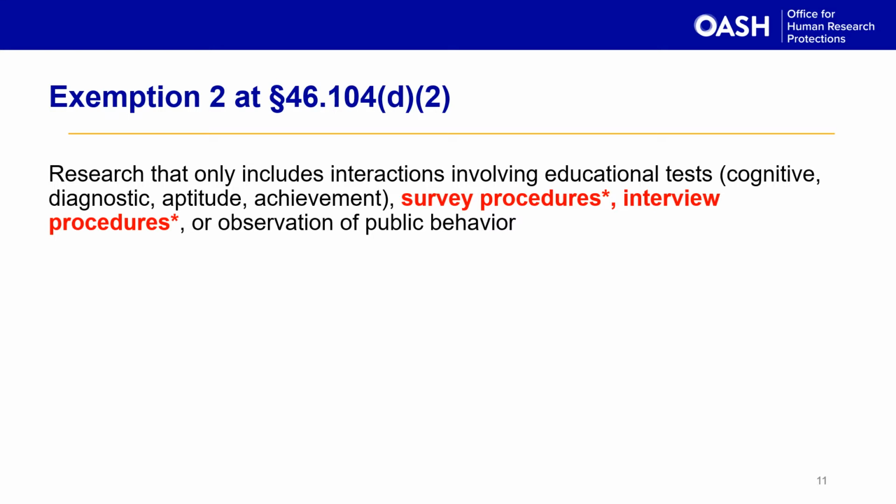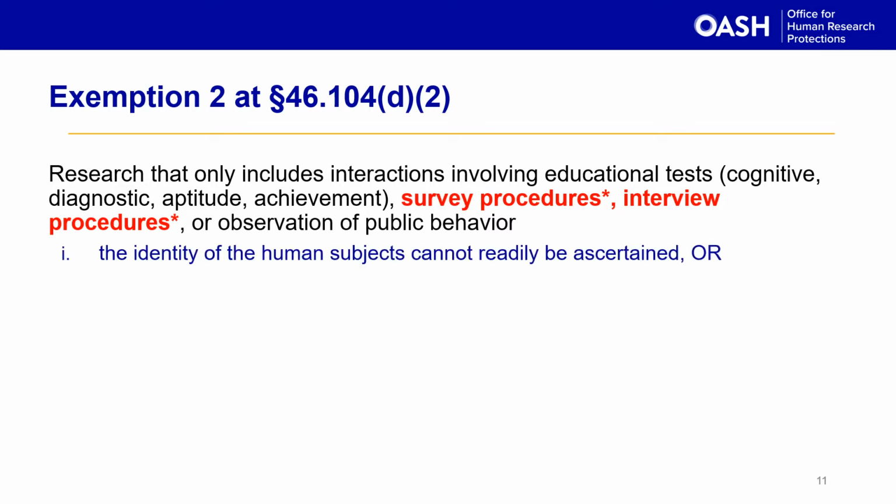Interviews can be individual, but also include things like a focus group. Public behavior is included as well. When you're outside in the public, your behavior can be observed by anyone, so research observation is not inappropriately intrusive. The exemption can be used if the information is recorded in a manner such that the identity of the participants is not known or cannot be readily ascertained.